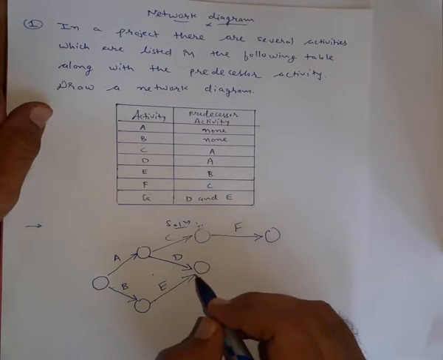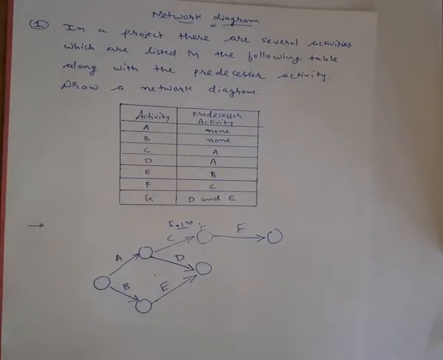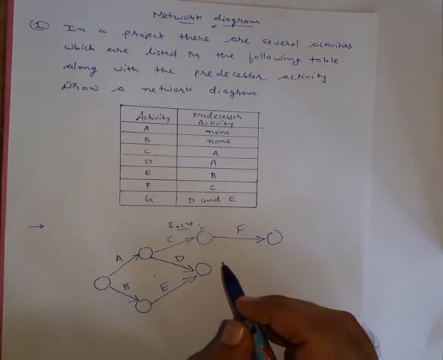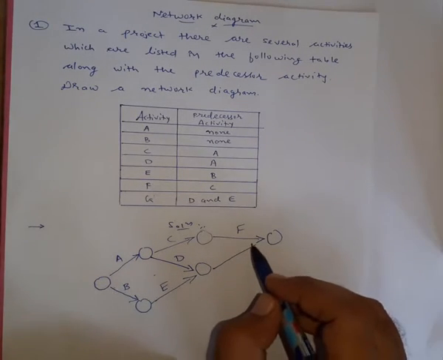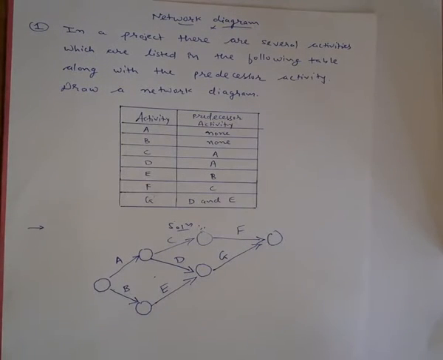So from this both they are merging over here, and from that you can take out the activity G. So that is like this. So now you can see the network diagram that you have drawn, that is completed. Here the predecessor activity plays a very important role.